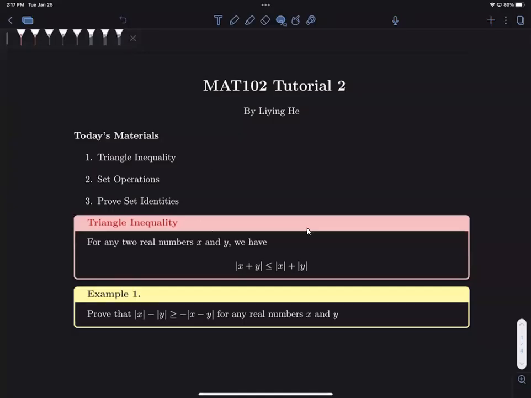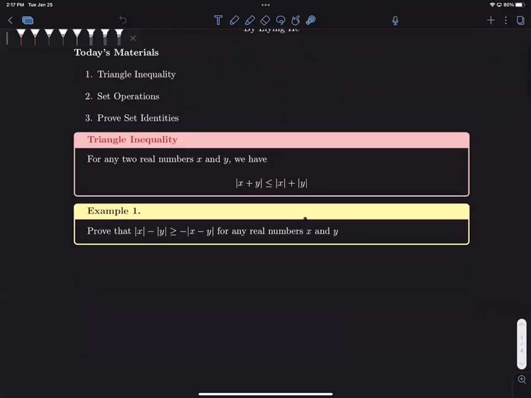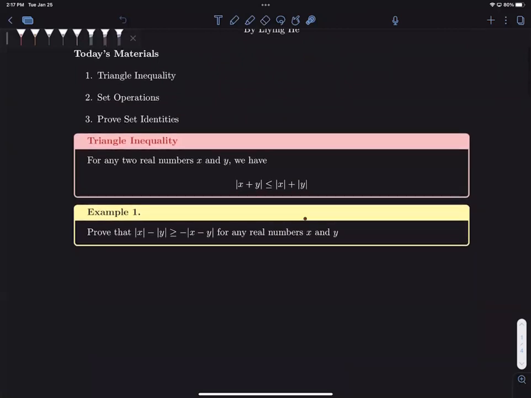Hi, so today we are going to talk about triangle inequality, which you probably don't care about anymore because, well, quiz 2 is not on this. But the second and third topics, point set operations and proving identities, are really important. They are always tested, usually on quiz 2, sometimes on the test, and sometimes on the final exam as well.